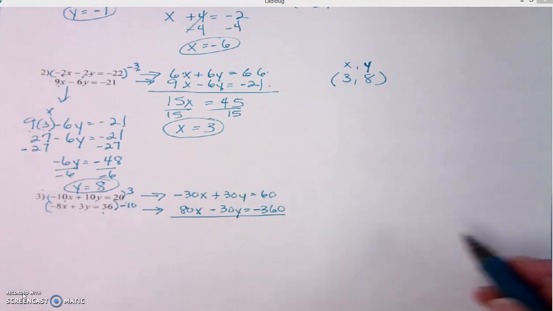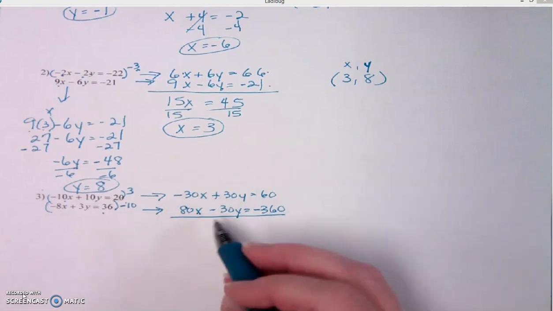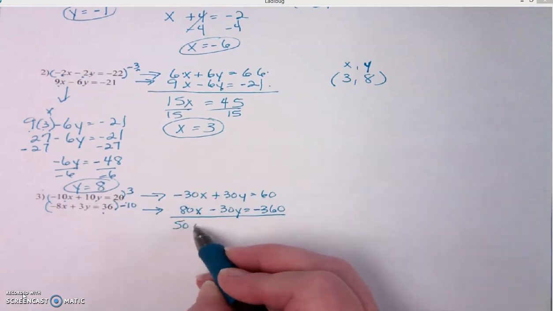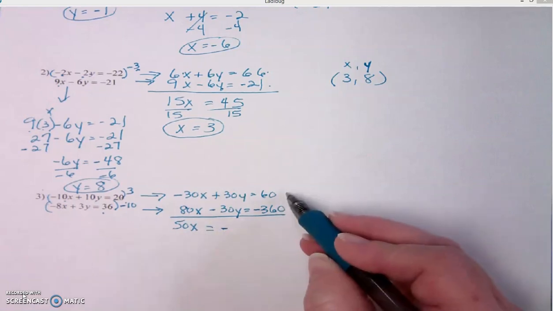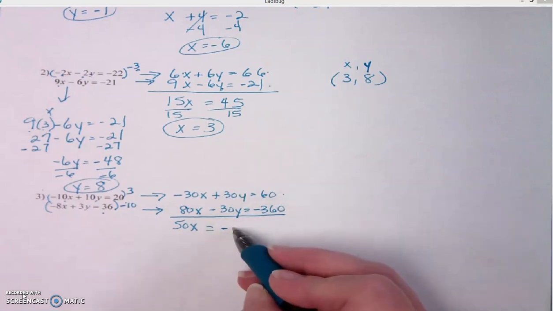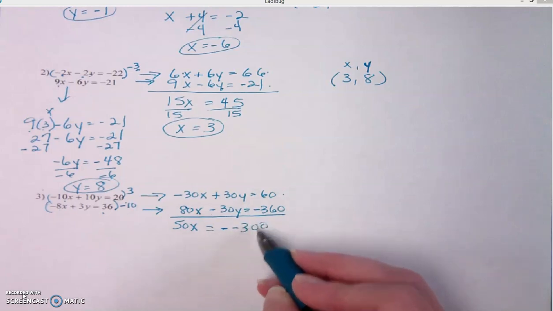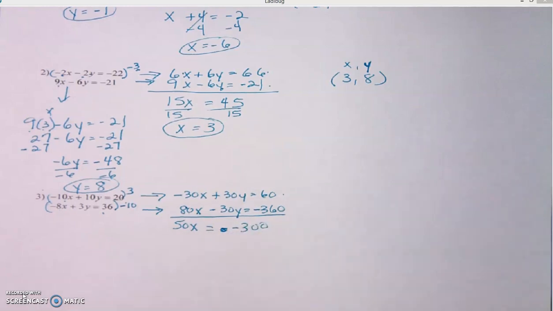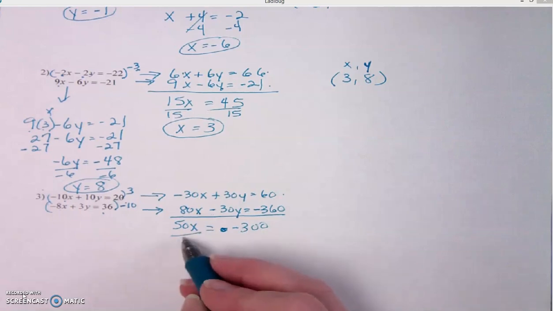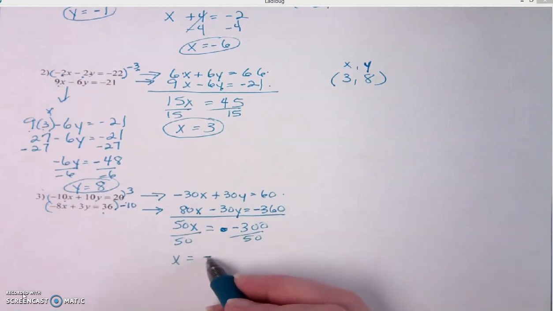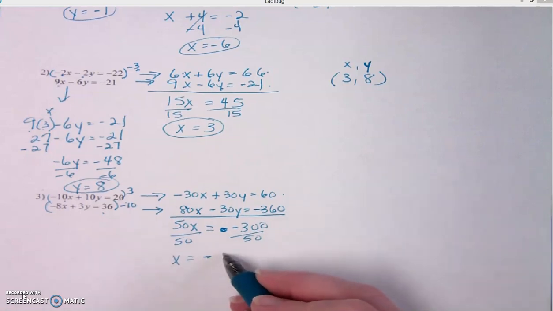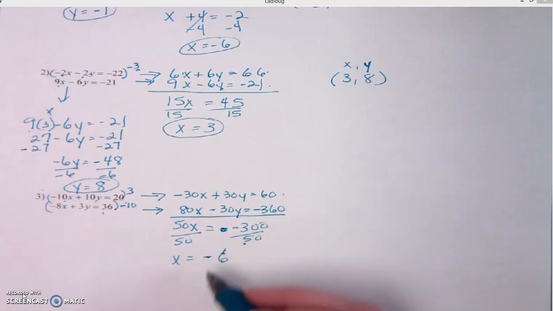So let's add these two equations together. Negative 30 and a positive 80 is a positive 50x. My y's cancel. And then 60 minus 360 is going to give me a negative 300. Sorry, I wrote negative twice. I divide both sides by 50, and x will equal a negative... 5 into 300 is 6. 30 is 6, so negative 6.